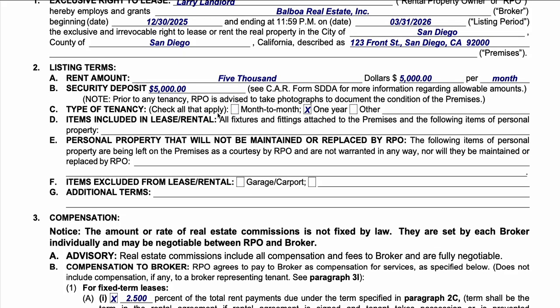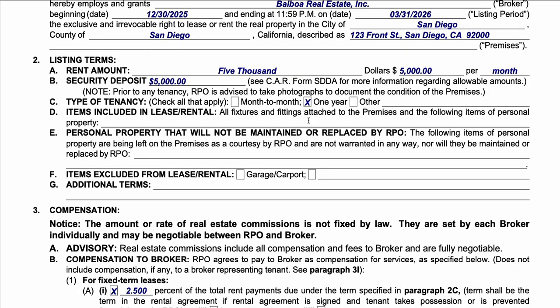Type of tenancy, check all that apply. Check both of these boxes. Check month to month and 1 year. Why? Well, things change over the course of marketing a property.